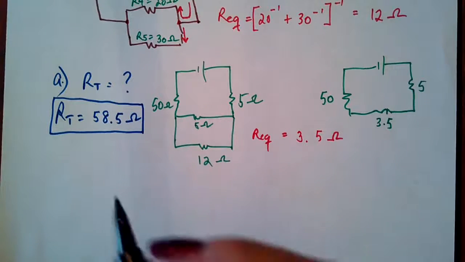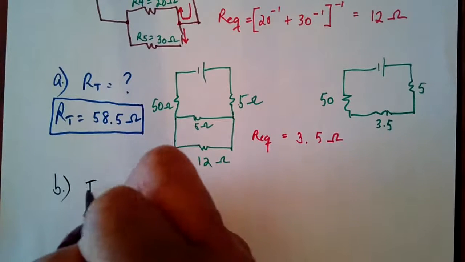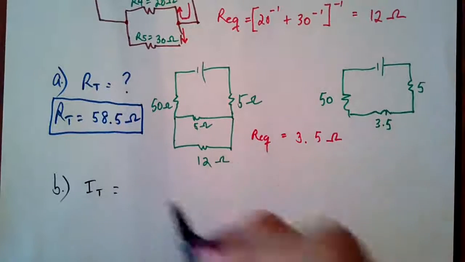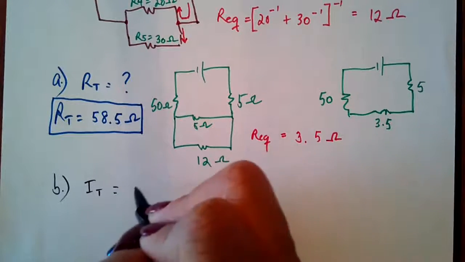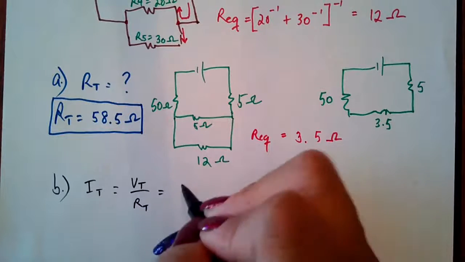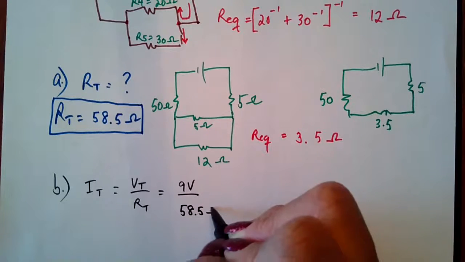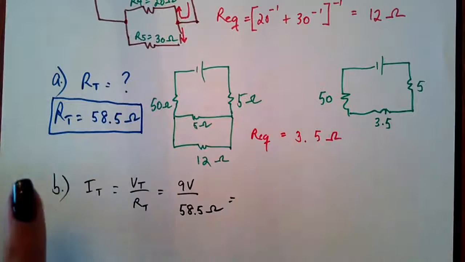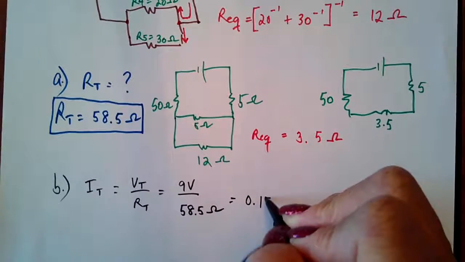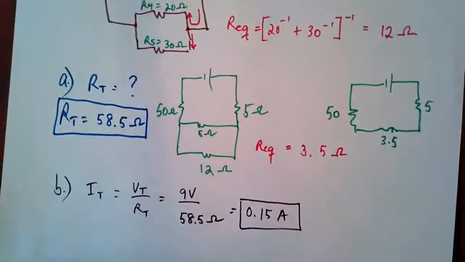So now let's take a look at what about the total current. So we know the total voltage is 9 volts. So I can use Ohm's law for this. I is equal to VT over RT. Total volts 9 divided by 58.5 ohms, and we have 0.15 amps of total current running to this.